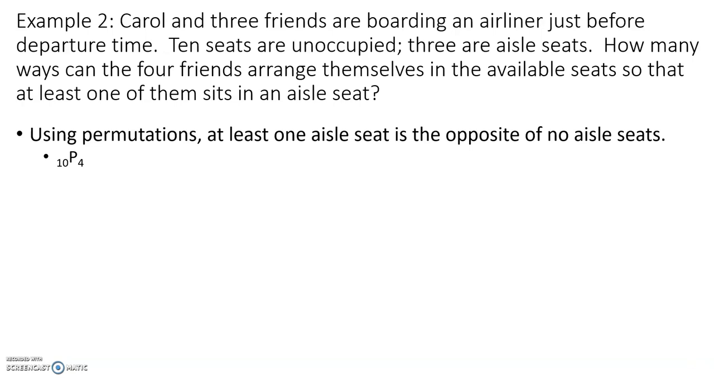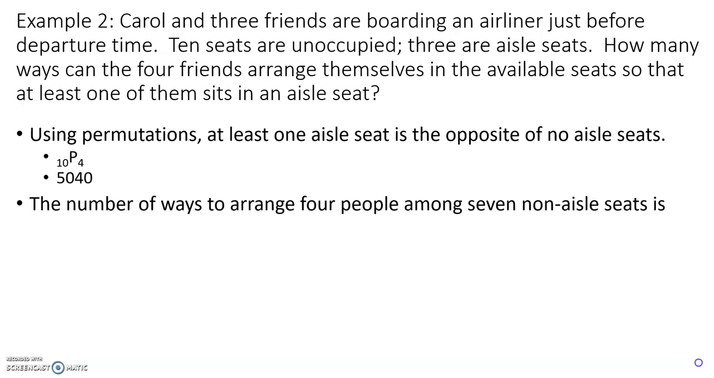10P4, 5040. The number of ways to arrange 4 people among 7 non-aisle seats is 7P4, 840.